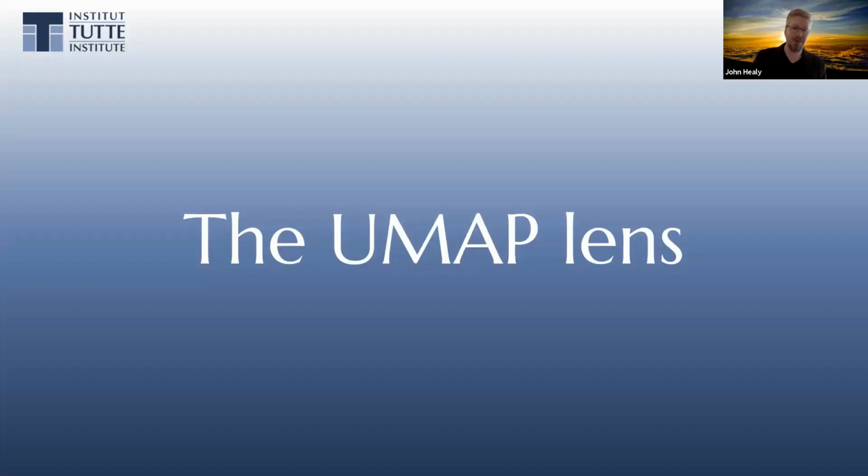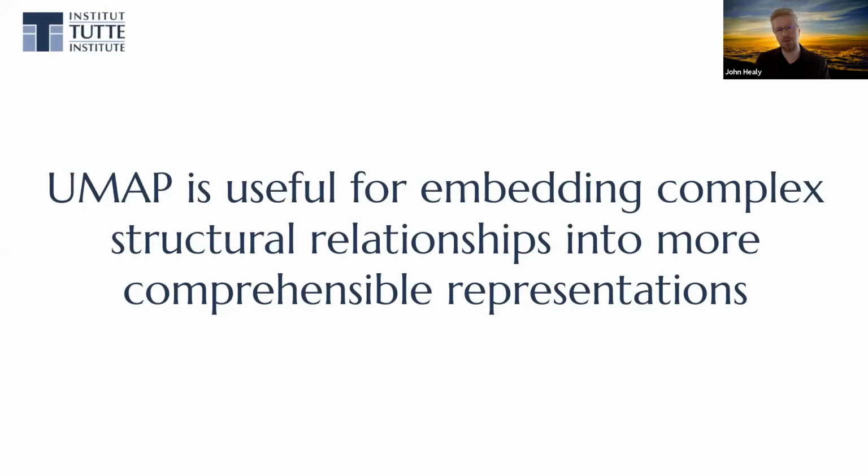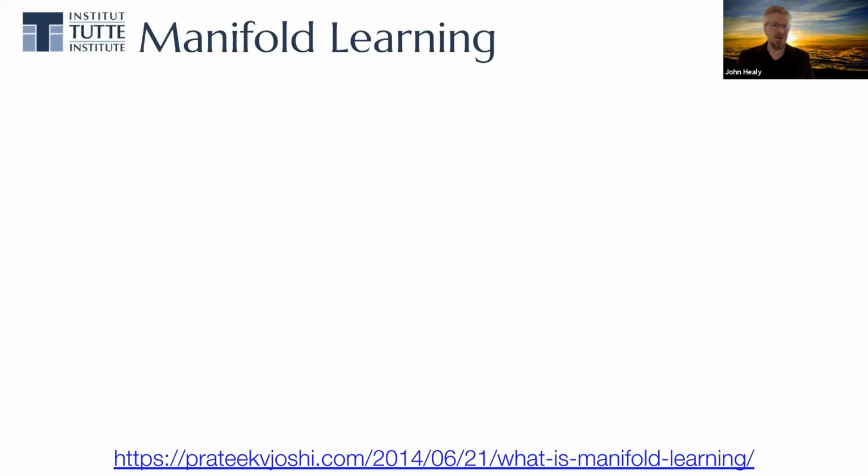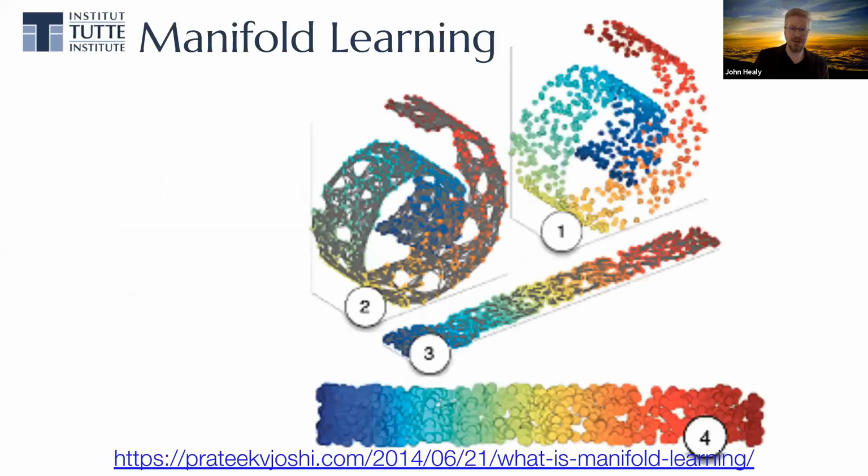All right, let's go into more depth on the UMAP lens itself. A nice way to characterize UMAP is as a useful tool for embedding complex structural relationships into a more comprehensible representation. It's one of those manifold learning techniques that I mentioned earlier. The basic idea is that the intrinsic dimensionality of the data is lower than the ambient dimensionality we're presented with. As such, we don't really trust the distances between our points, which are far away from each other.